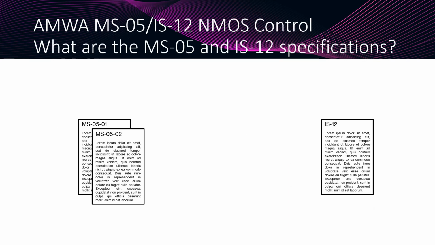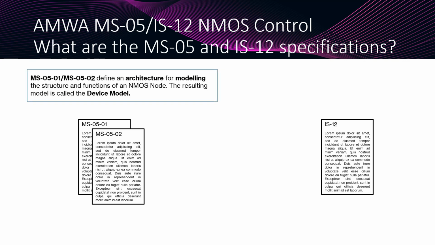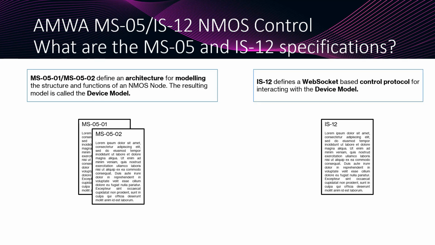Moving on now to the NMOS control specifications. Firstly, let's explain a bit about the MS-05 and IS-12 specifications. The MS-05-01 and MS-05-02 specifications define an architecture for modeling the structure and functions of an NMOS node. The resulting model is called the device model. The IS-12 specification defines a WebSocket-based control protocol for interacting with that device model.